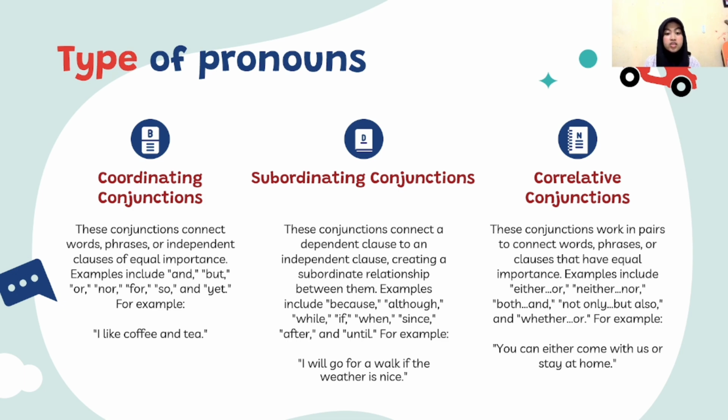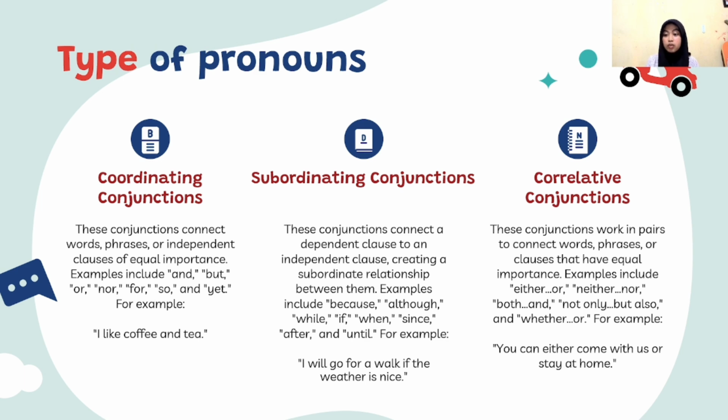The second is subordinating conjunctions. These conjunctions connect a dependent clause to an independent clause, creating a subordinate relationship between them. Examples include because, although, while, if, when, since, after, and until. For example, I will go for a walk if the weather is nice. And the last one is correlative conjunctions.